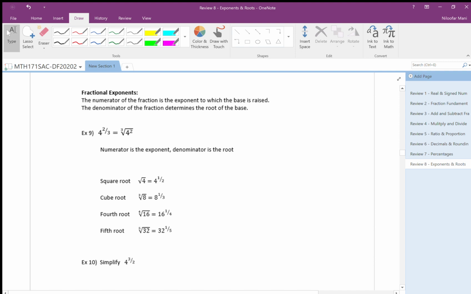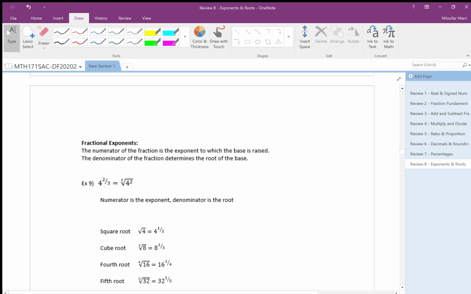Now we go to fractional exponent. So what do I mean by fractional exponent? So I can show it here. Fractional exponent. If I say x power a over b, I can say it is the b-th root of x power a. The numerator is the exponent and the denominator is the root.